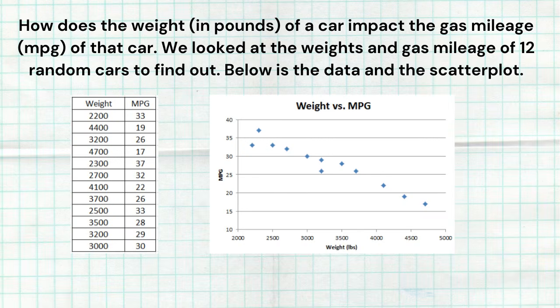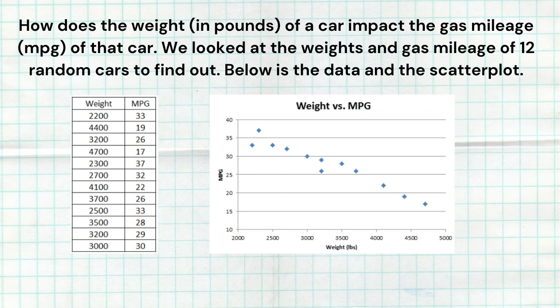And from every one of those 12 random cars, we're going to get the weight of the cars in pounds and the gas mileage measured in miles per gallon. All right, so here is the data. Here are our 12 cars, each with our weight and our miles per gallon. And then of course, we're going to make a scatter plot of this. Now, the first thing I see in this scatter plot is a negative linear relationship. As the weight of a car goes up, the miles per gallon goes down.